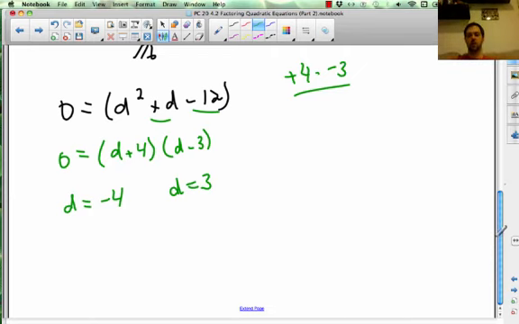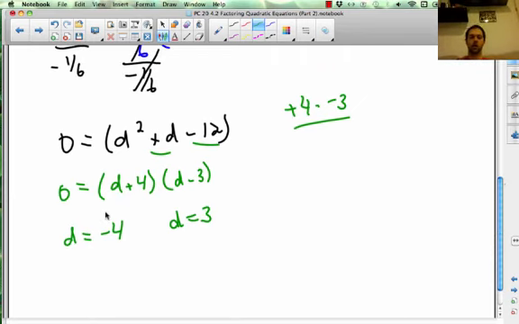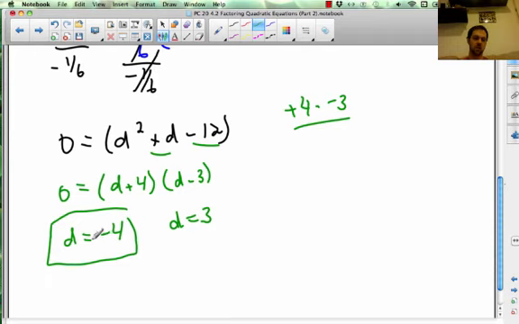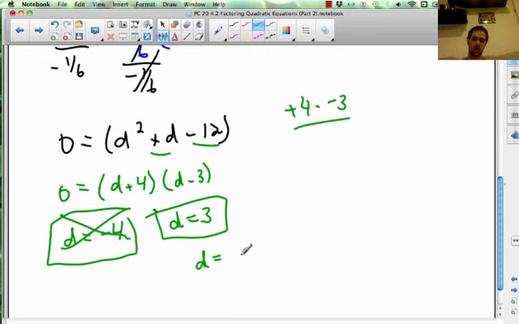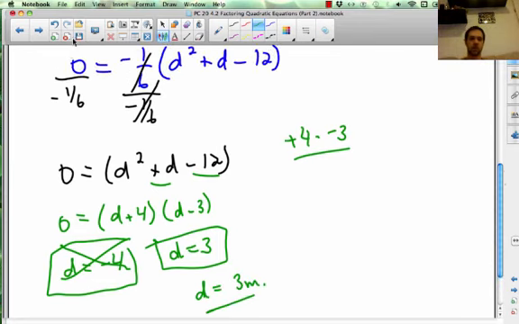Now of course the slider cannot drop into the pool at a distance of minus 4 meters after it starts, because this would mean the slider hasn't started yet. So we don't take negatives when we're calculating a distance, so that answer we have to throw away. And this is your only solution. So your distance then is going to be 3 meters horizontally before the slider drops into the pool.